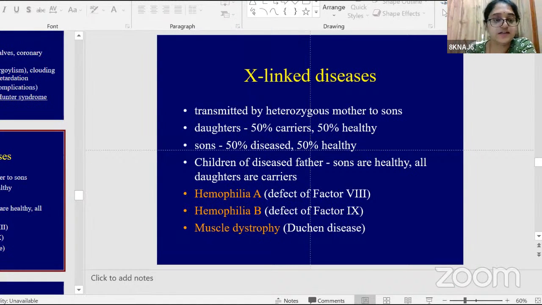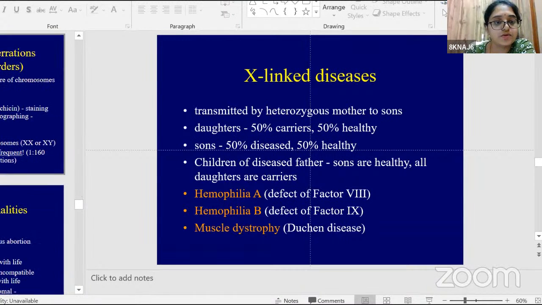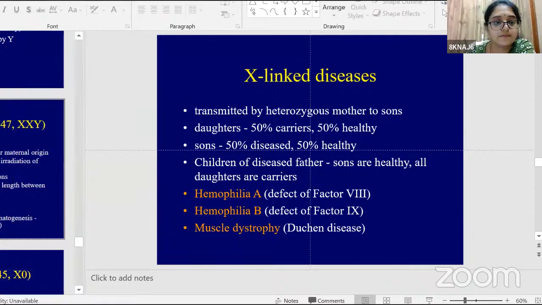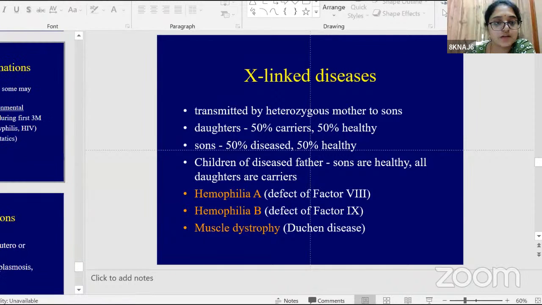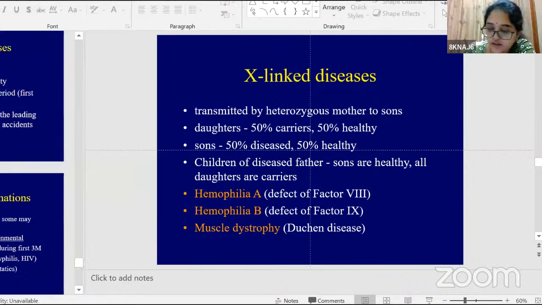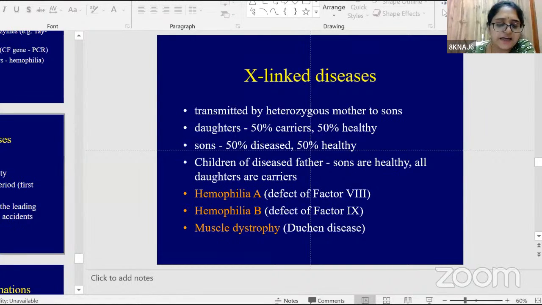Y-linked inheritance. Let us just have a look at it. Please give me 1 minute, please. I don't think I have Y-linked inheritance over here. So you can just listen to it. Again, it is very small.